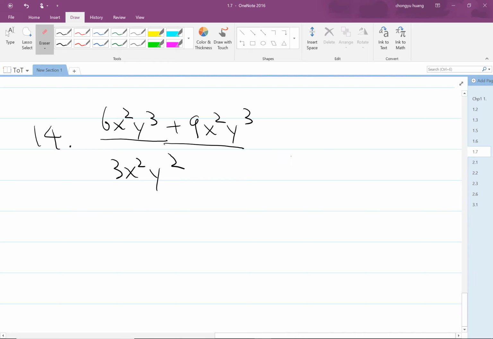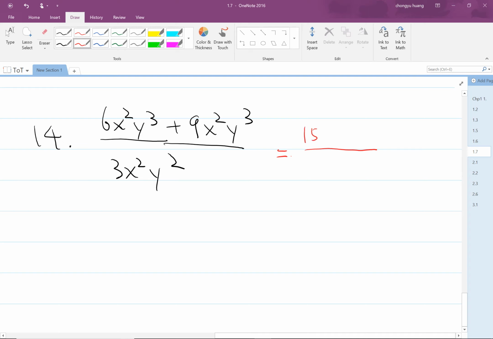So what you see at the top is you got 6x to the power 2, y to the power 3 plus 9x to the power 2, y to the power 3, right? And then you see as for the numerator, they have the same term, x to the power 2, y to the power 3. So you are actually able to add it. So 6 plus 9 is actually 15, right?